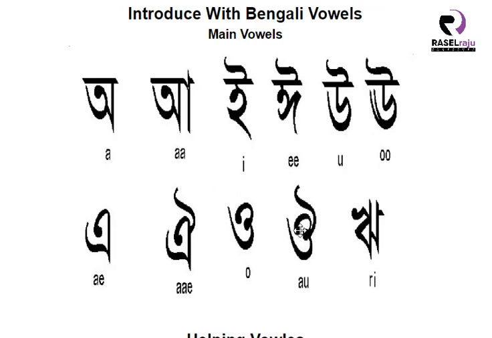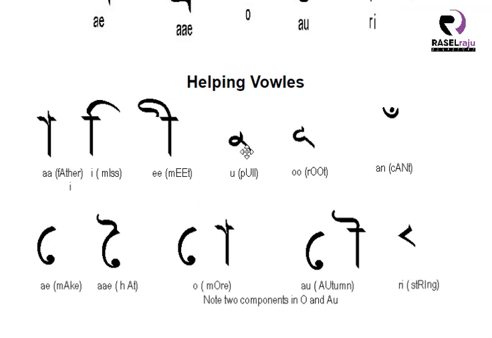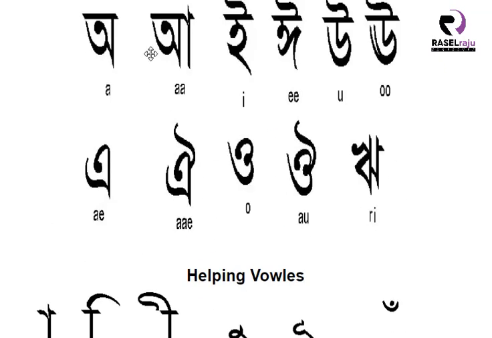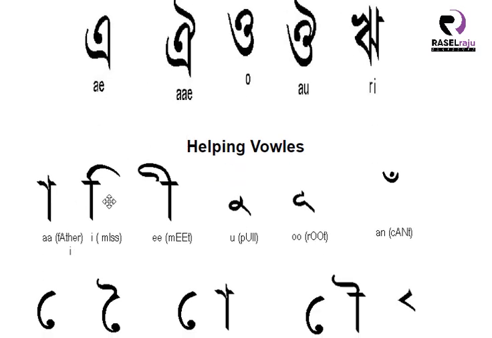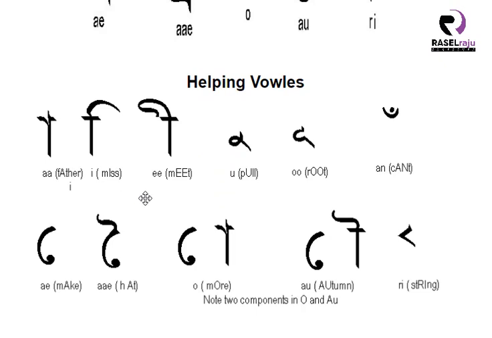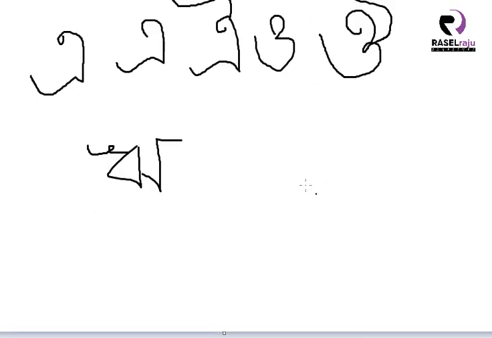So guys, these are main vowels. Same, these are helping vowels. Just another version of these vowels. Used as helping vowels with our words. It's A. Okay, it's A. Simple border. It's A. How to write it? A. Okay.